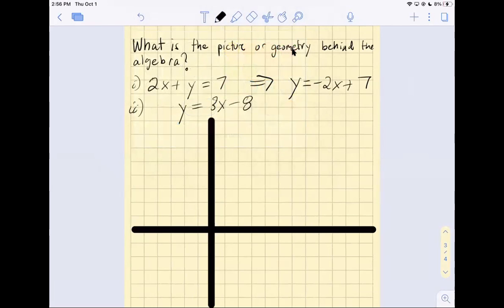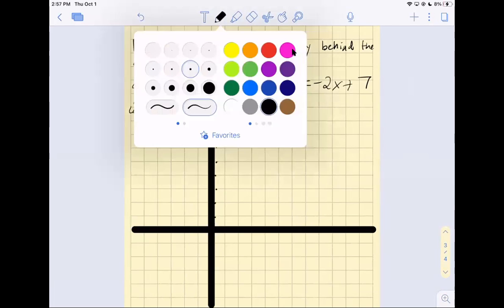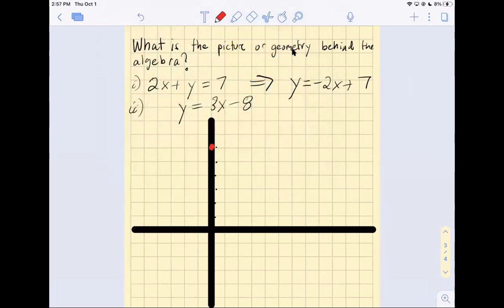And if we know that the first equation is negative 2x plus 7, well, we know that the first line will have an intercept of positive 7. So 1, 2, 3, 4, 5, 6, 7. And it will have a slope of negative 2. So every time you go 1 to the right, you got to go 2 down. Sorry. And so this is the first equation. And I'm going to try my best to draw it here. Okay.